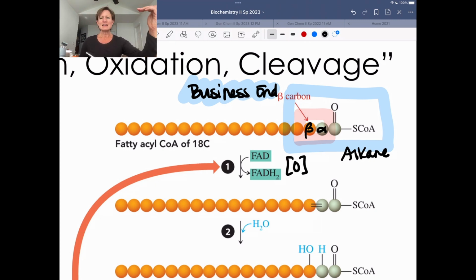Okay, FAD becomes reduced as FADH2, so our substrate must become oxidized, and we can see that here. We've introduced a double bond, so we have made an alkene. Okay, I'm going to color code this here. We're going to use orange now. We're going to go through the colors of the rainbow here. So now we went from alkane to alkene.